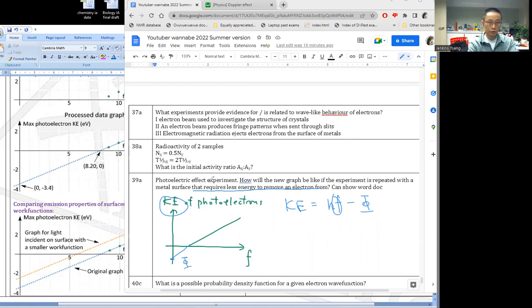And using a method with a lower work function means that the graph should have the same gradient, because the gradient corresponds to the Planck's constant, which is, well, a constant. And the new y-intercept will be less negative. And according to the graphs given, only choice A makes sense.